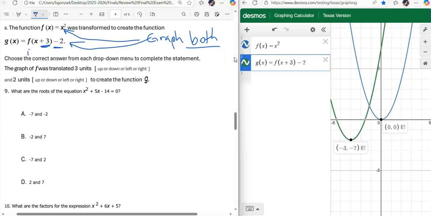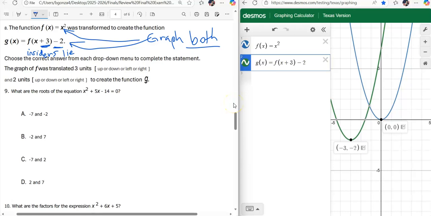You just want to remember insiders lie, so it's not going to move right. This means left, and then minus 2 means down. So left 1, 2, 3, down 2. Can't you see it over here on the graph? And then in the numbers, it went from 0 to -3, that's left 3. It went from 0 to -2, that's down 2. Insider's just a liar, right?